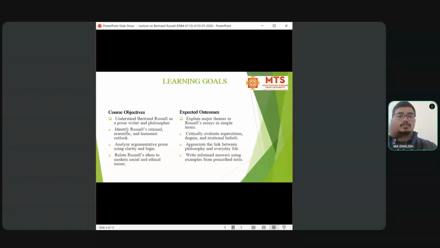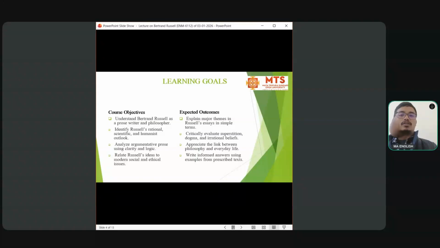The third objective is to analyze argumentative prose using clarity and logic. Russell's essays are argumentative, as I already said, in nature. He presents a clear position, supports it with reasoning, and criticizes opposing views and opinions, right? Through studying his essays, you can learn how arguments are constructed and how logic strengthens prose writing.